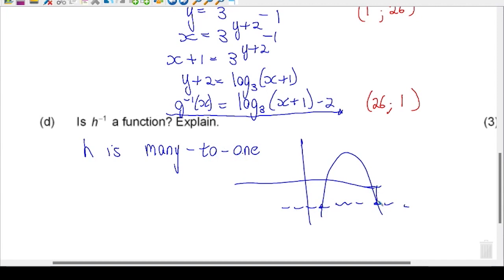Now, when we find an inverse, those things swap around. So in other words, instead of being many to 1, it becomes 1 to many. And 1 to many will not be a function. So h inverse will be 1 to many.